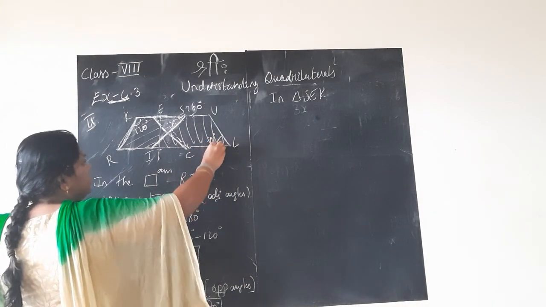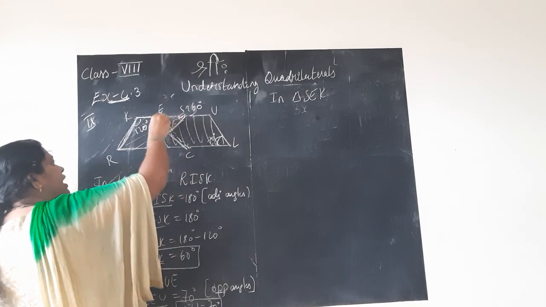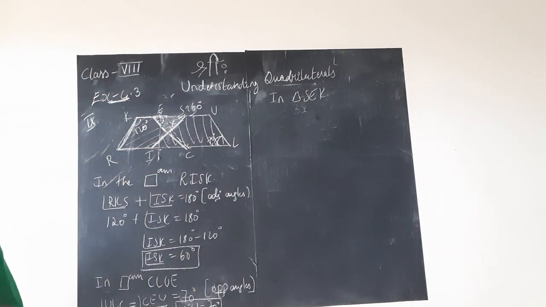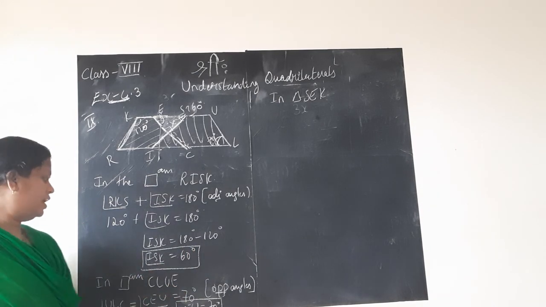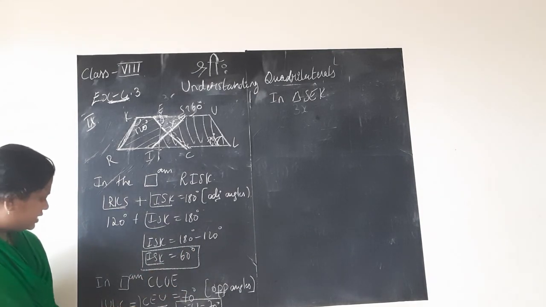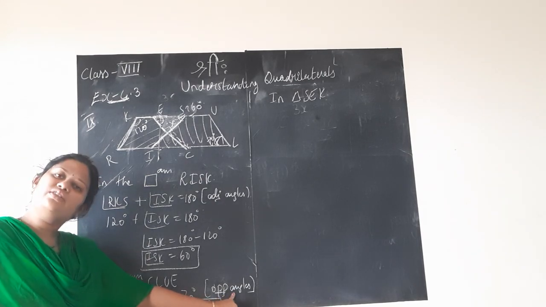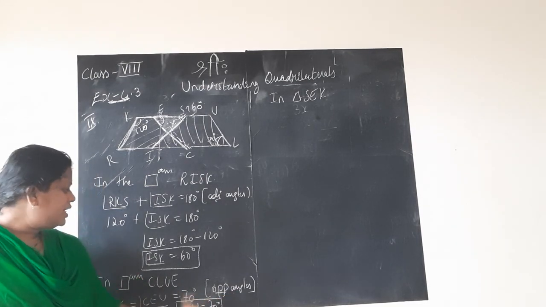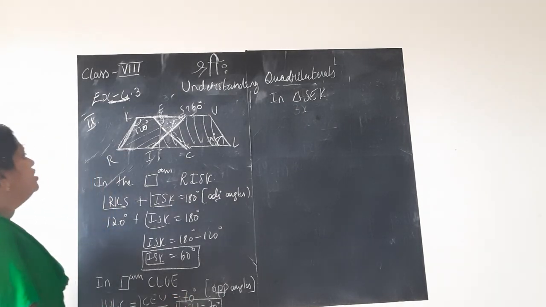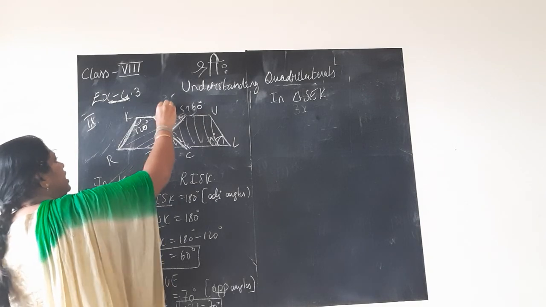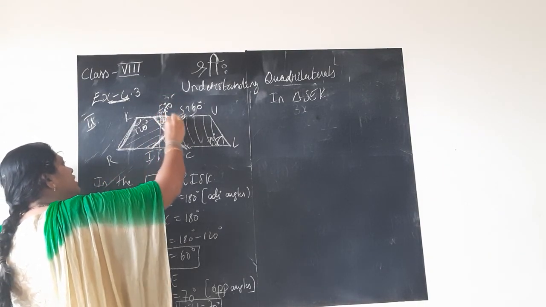Angle L is 70 degree, and in parallelogram CLUE, children, angle L and angle E are opposite angles. And from the property we know that opposite angles of a parallelogram are equal. Hence, angle CLU is equal to angle CEU is equal to 70 degree. Reason I have given as opposite angles. So, angle E also we find out to be 70 degree. Now, we have this small triangle.